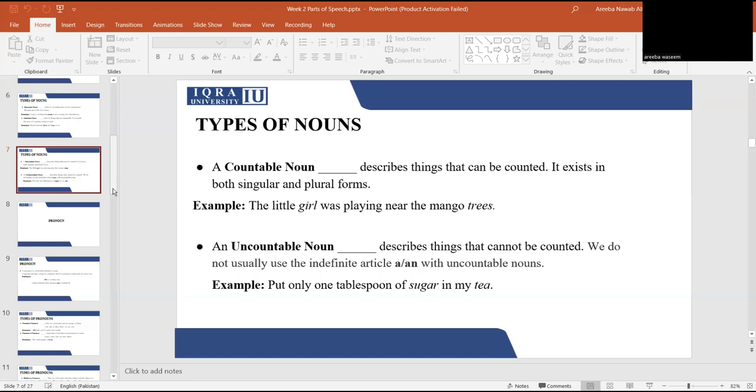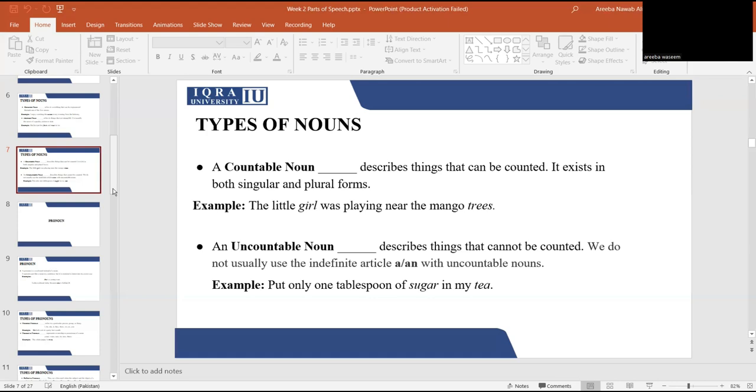Whereas an uncountable noun describes things that cannot be counted. By saying it cannot be counted, we're saying that a single particle of it cannot be counted, mostly. We do not usually use the indefinite article a or an with uncountable nouns. For example, put only 1 tablespoon of sugar in my tea.